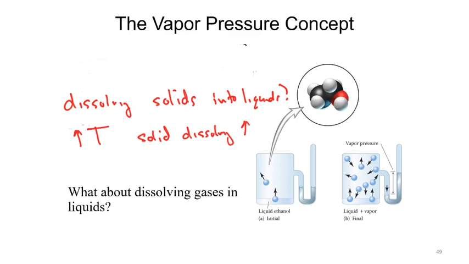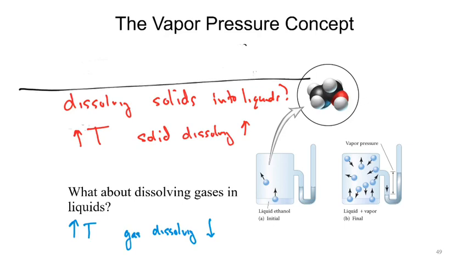What about with gases? What happens if I increase the temperature with a gas? Does the dissolving go up or down? Well, it should go up because the other one went up. It actually goes down. And this on the surface may seem contradictory, but let's think about this a little bit differently. We've got a solid transitioning to a liquid, which can transition to a gas.